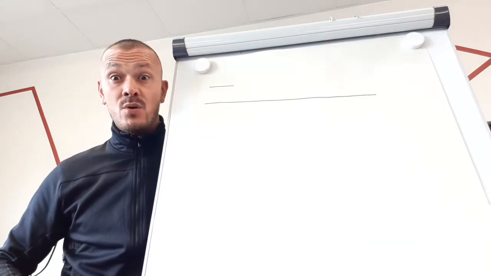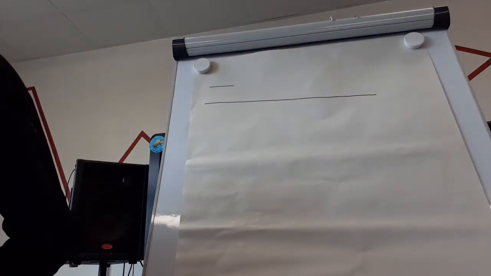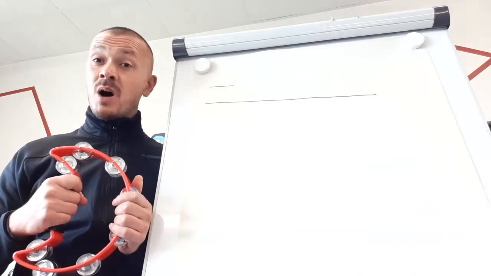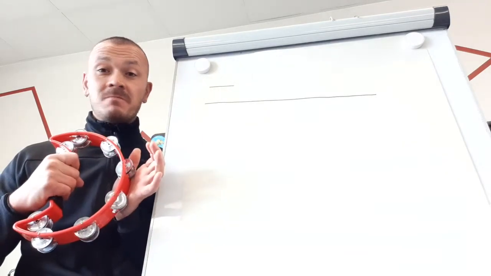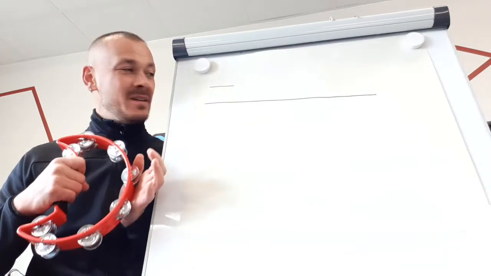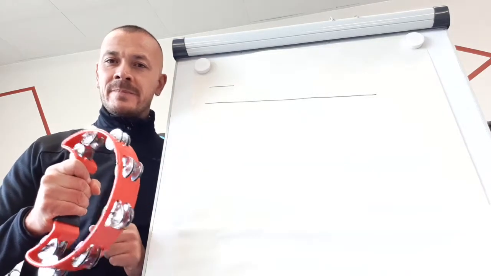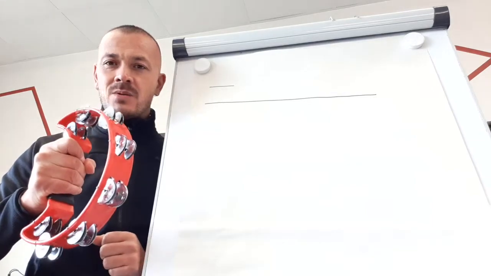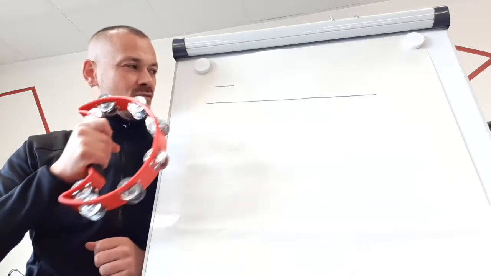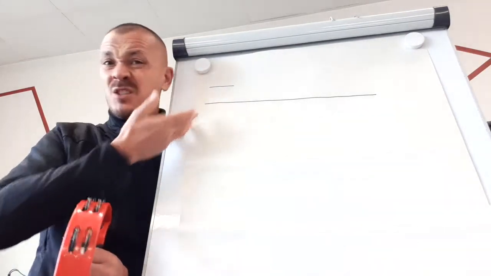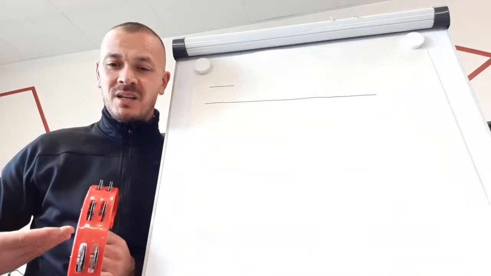I've got a tambourine here, and I'm going to play my two sounds. Here's my first sound, my short sound. Just going to tap my tambourine one time. And here's my long sound. So it's a really simple way of interpreting just two lines into music.